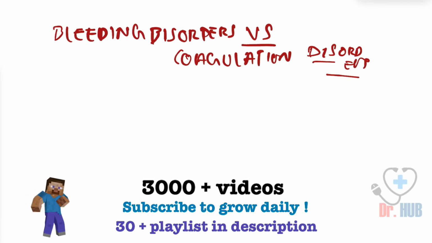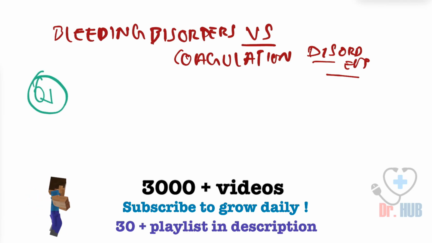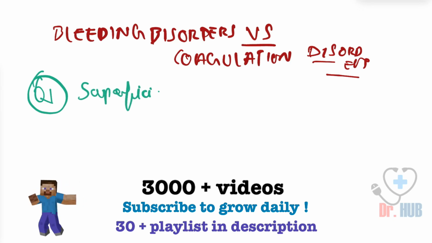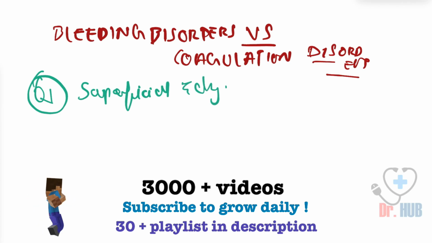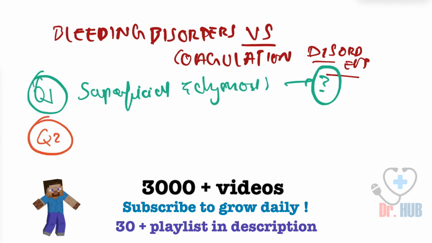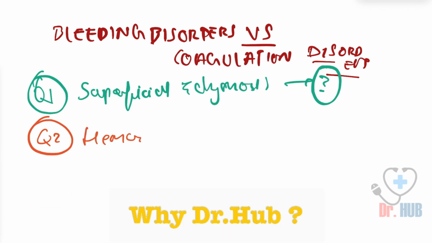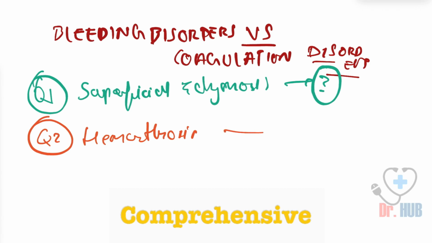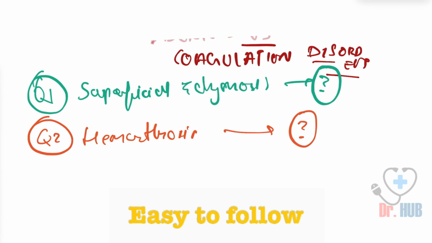Before we start, we are always going to start with the questions. First question is, describe the superficial ecchymosis in these two conditions. The second question will be, describe the hemarthrosis in these two conditions. So we'll find out these answers and learn in detail.